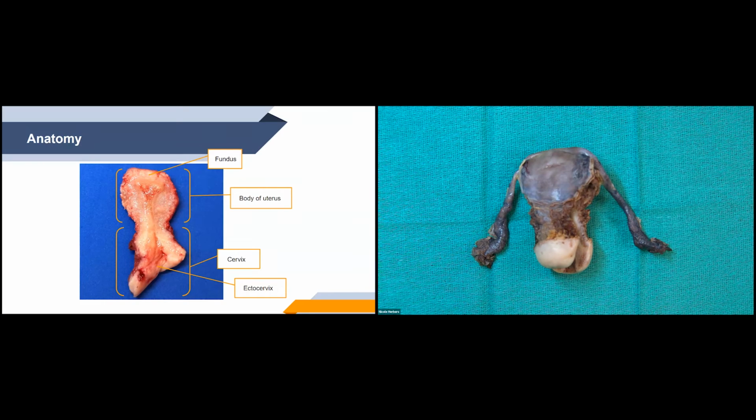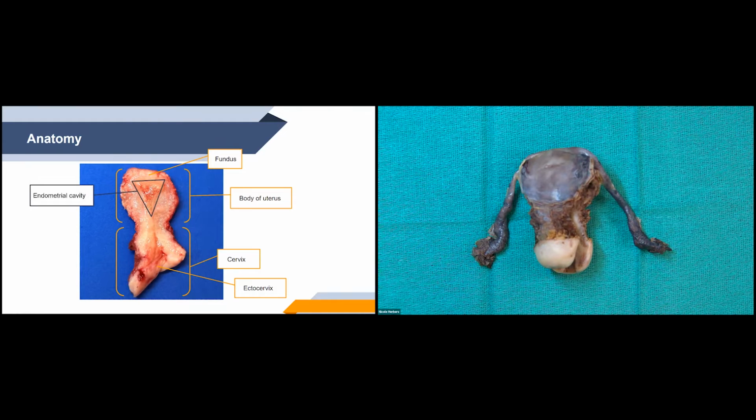So now I have a picture here of a uterus specimen that I've labeled just to show you all these different anatomical regions. And just to orient you all, this is one half of the uterus showing the inside. So the top two-thirds is the body of the uterus, and then the lower one-third is the cervix. The most superior aspect is the fundus, and then the most inferior aspect is the ectocervix, which connects to the vagina.